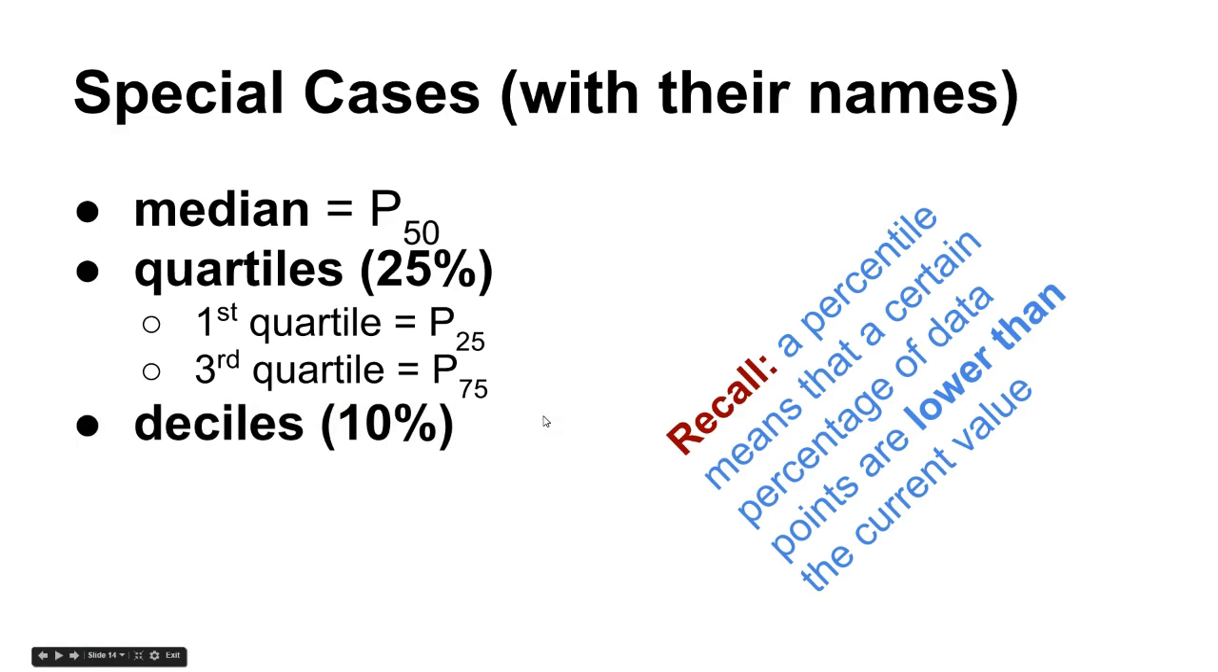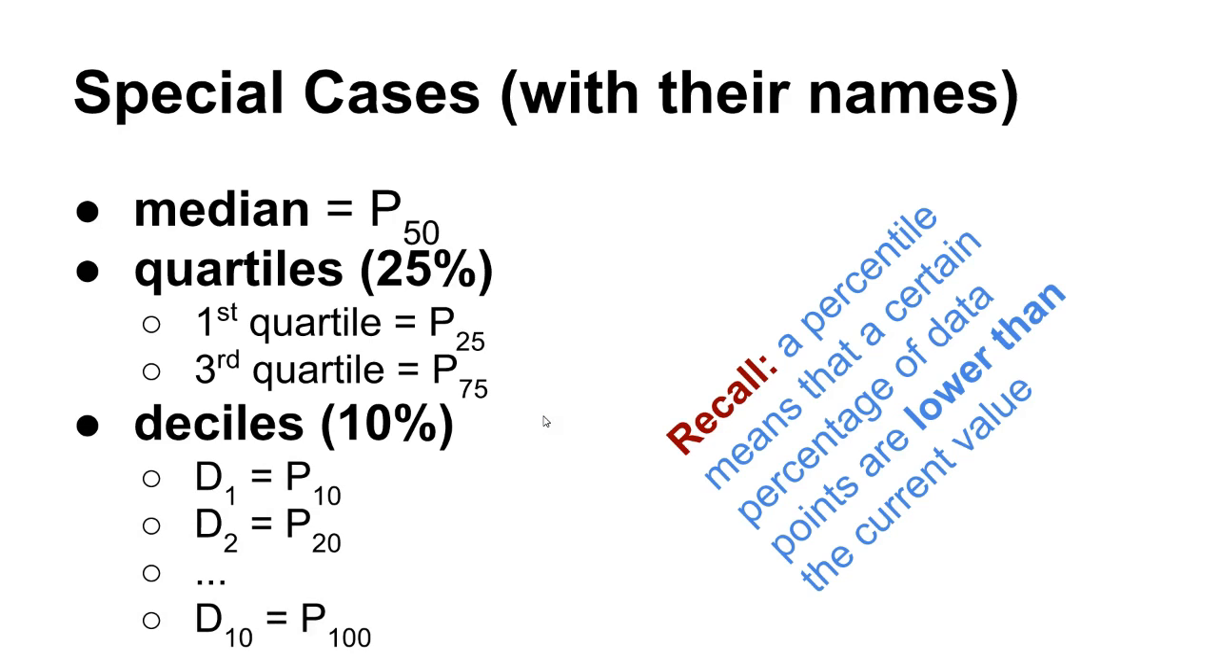We also have a special case called the decile. So quartile, quarters. Deciles, that's where you're talking about tens. So break up 100% into tens and you get 10% segments. You've got decile 1, D1. D1 is P10. D2 is P20. And you can imagine all the way up to D10 is P100.